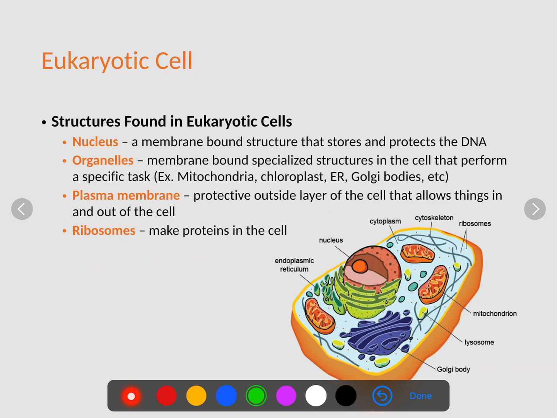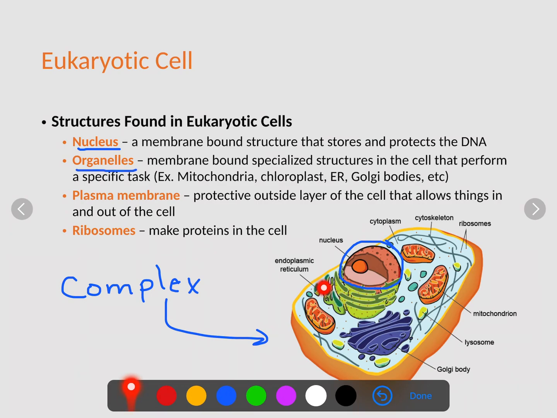Now, eukaryotic cells are much more complex, and that's the big thing. Eukaryotic cells are complex, and if you look over here, look at all the different structures that are found inside that cell. The big thing that we have is the nucleus. Remember, the nucleus is where our DNA is stored right there. Now, we're not going to talk about all the organelles, but they have membrane-bound organelles inside of them.